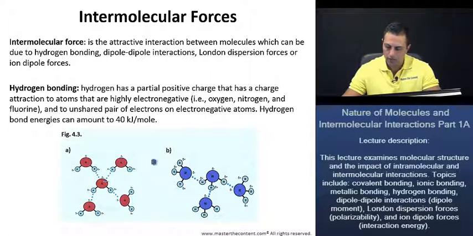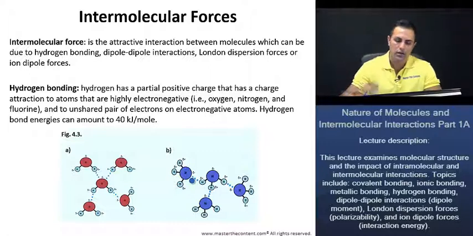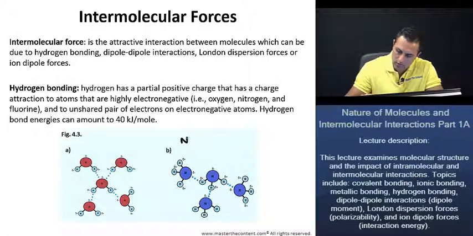Now, if we look here at figure 4.3b, we see with our ammonia here, we're going to have hydrogen bonding taking place as well between the partial positive charge of the hydrogen atom and the unshared pair of electrons on ammonia. And although we can't see them here, I'll just go ahead and draw them in for us as such.